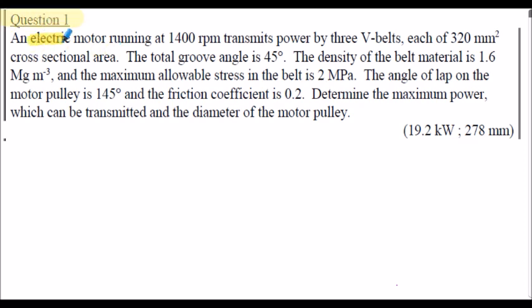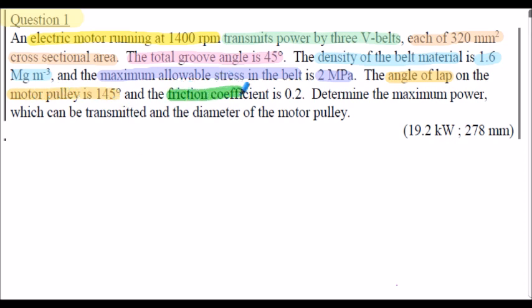An electric motor running at 1400 RPM transmits power by 3 V-belts. Each of the V-belts has a cross-sectional area of 320 millimeters squared. We're given the total groove angle for the V-belt, it's 45 degrees. The density of the belt material is 1.6 megagrams per meter cubed, and the maximum allowable stress in the belt is 2 megapascals. The angle of overlap on the motor pulley, the driving pulley, is 145 degrees, and the friction coefficient between the belt and the pulley is 0.2.